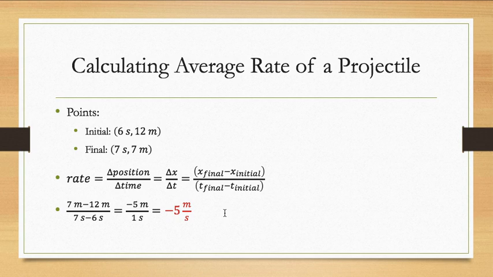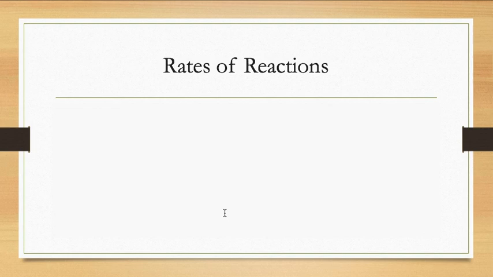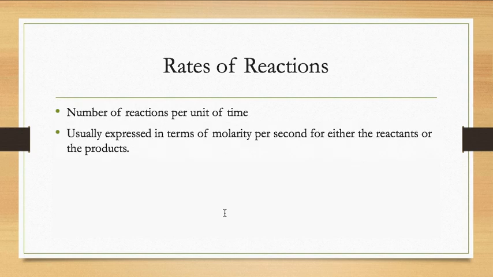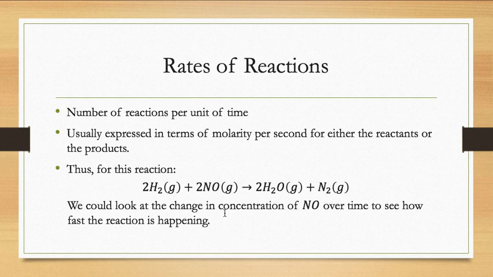So we can look at chemical reactions the same way, but we need to have a different metric, right? Because we can't measure a reaction in meters. But what we can do is measure the number of reactions that occur per unit time. And usually the units we use to give a number to the number of reactions are represented by the molarity per second for either the reactants or the products. So we focus on one of the reactants or one of the products and see how its concentration changes over time.